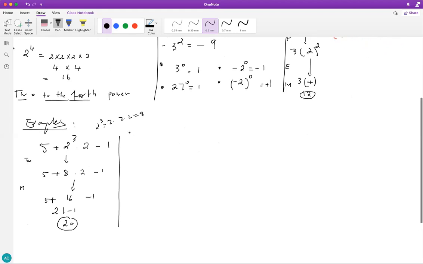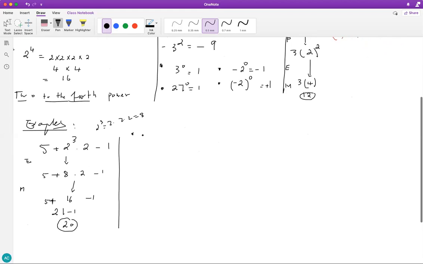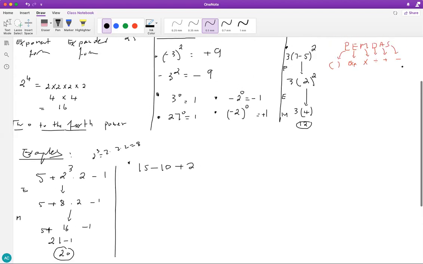Let's do another example. 15 minus 10 plus 2. So we only have addition and subtraction here. Again, even though it looks like the addition comes first here, we're not doing addition first. Always evaluate them left to right. Technically, they're at the same level, so we do them left to right. So left means this, going to the right. So left to right.